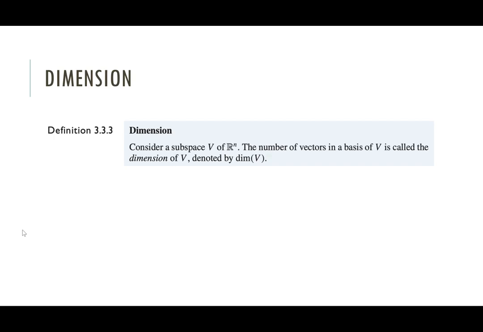The whole point of this is so now we can define what the dimension of a space is, or a subspace. So if we have some subspace V of Rn, the number of vectors in the basis of V, that is the dimension. And okay, just a little terminology, dim V means the dimension of V, which means the number of vectors in a basis for V.